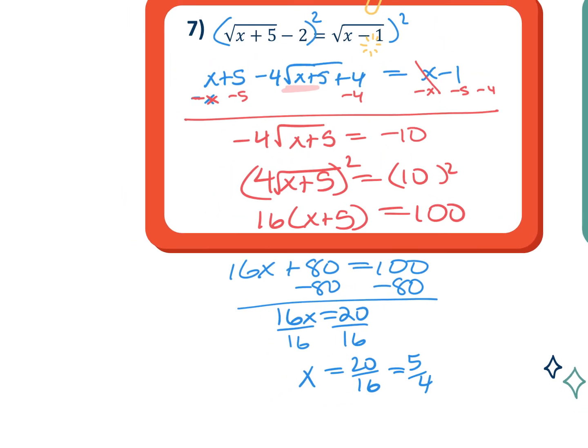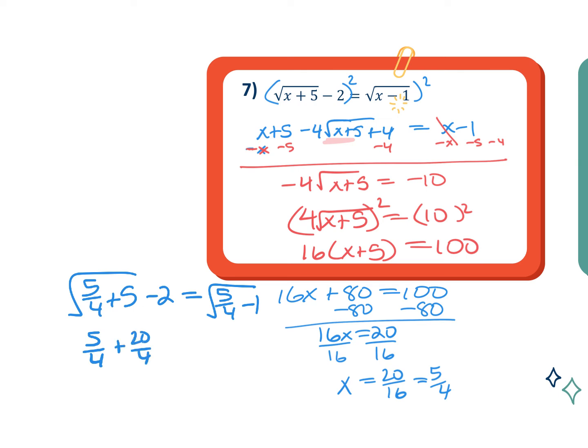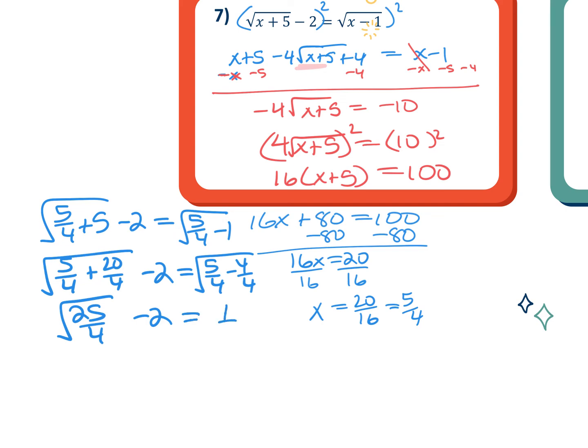Again, I got to do the check. So I'm plugging in 5 over 4 plus 5 under the radical minus 2 equals 5 over 4 minus 1. So here, 5 over 4, I need to get a common denominator. I'm going to change the 5 into 20 over 4. Same thing here, 5 over 4, change the whole number 1 into 4 over 4. 25 over 4, it's under the radical. This becomes 1 over 4. This becomes, when I square root it, 5 over 2.